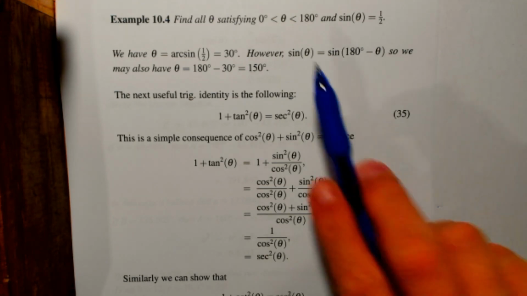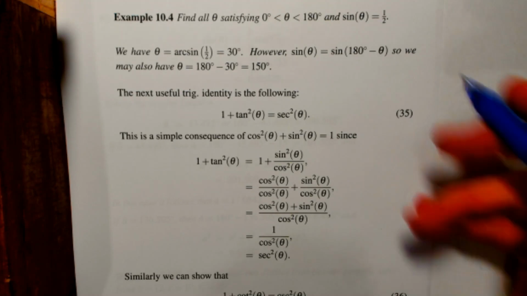Alright, let's move on to the next page. So we have an example here. Find all theta satisfying sine of theta is 1/2 and theta is between 0 and 180 degrees. Okay, so applying the inverse function to both sides, we find that theta is arc sine of 1/2, which is 30 degrees, but sine of theta is sine of 180 degrees minus theta, so we could also have 150 degrees as an answer. So we have two answers in this range, 30 degrees and 150 degrees.